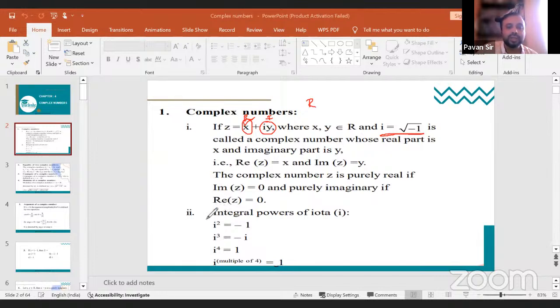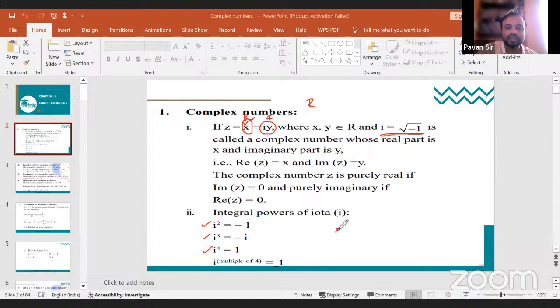Next one, the integral powers of iota. i square will always give -1, i cube is -i, and i raised to 4 is 1. How is this possible? You can see this. i square is -1, and i raised to 4 is the square of i square, so -1 into -1 will become +1.